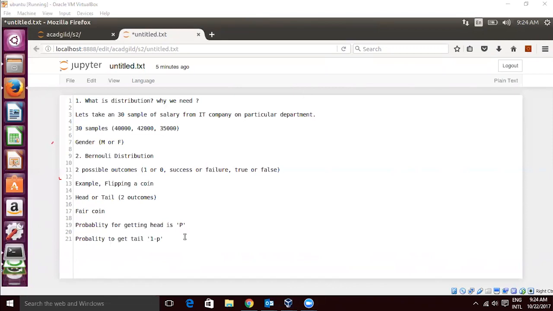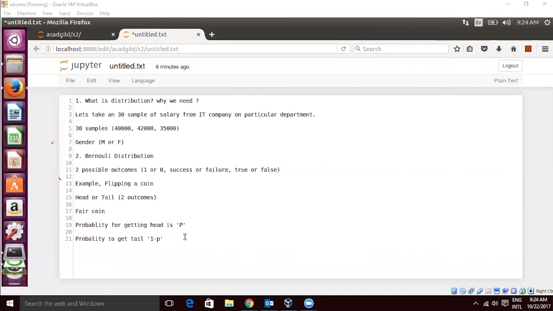This is the data we have with us. It's a coin tossing example. The possible outcomes are head or tail. The probability for getting head is P. The probability for getting tail is 1 minus P. Using that, we have to come up with a function, the probability function, that should define the nature of the Bernoulli distribution.